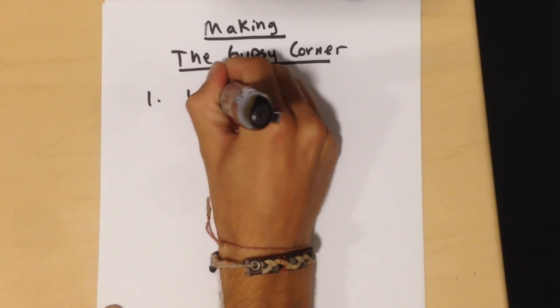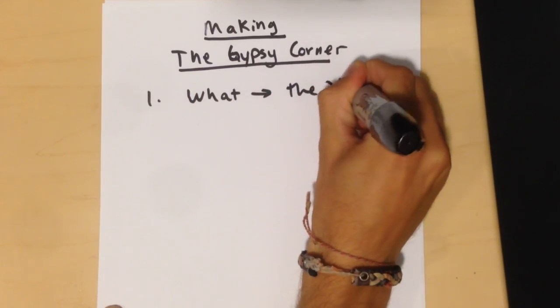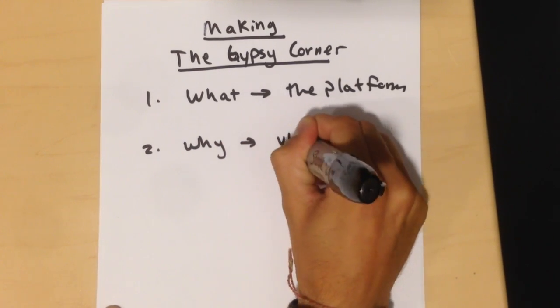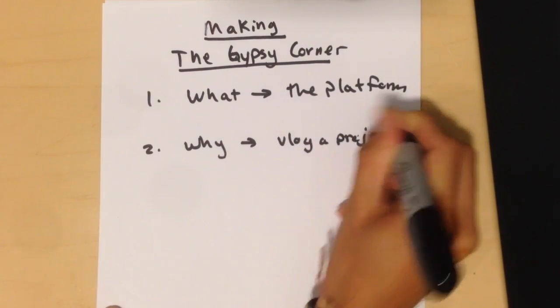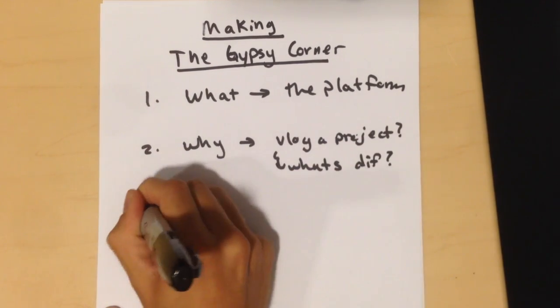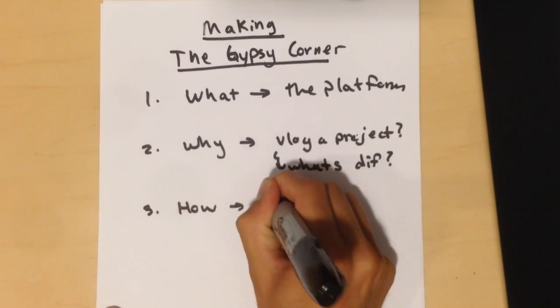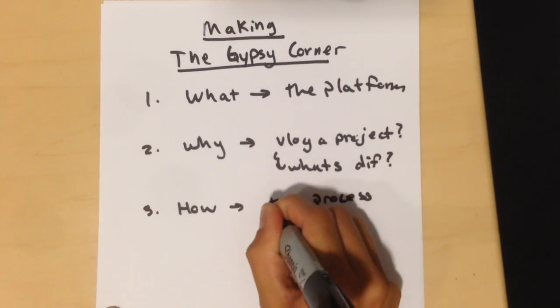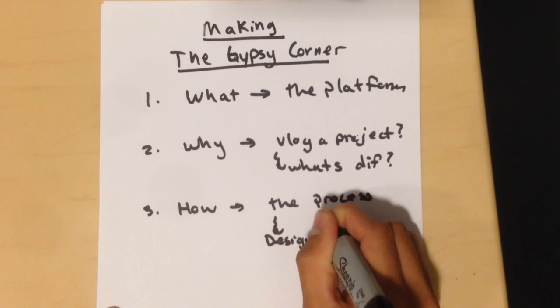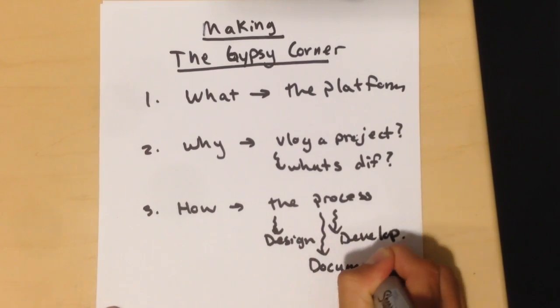Step one, what exactly the platform is. Step two, why am I blogging in this project, and what is actually different between this and other projects that I've done in the past? Step 3. How? What the process is from design to development to documentation.